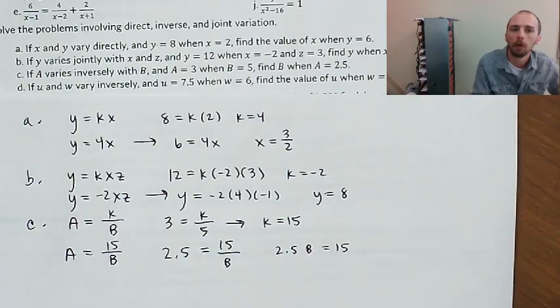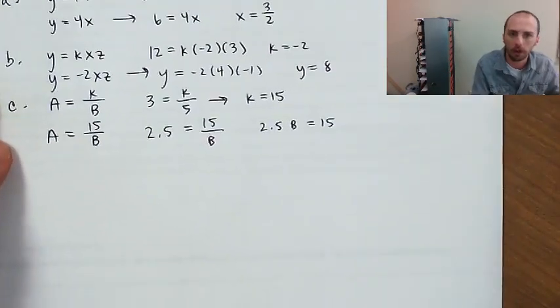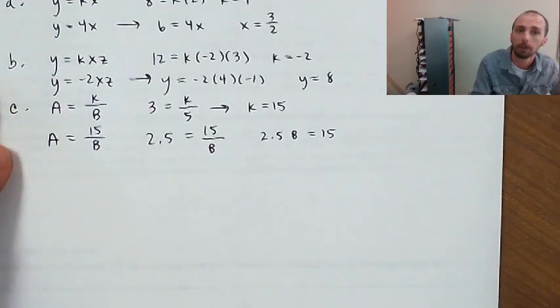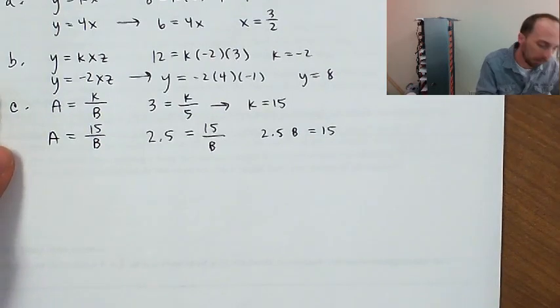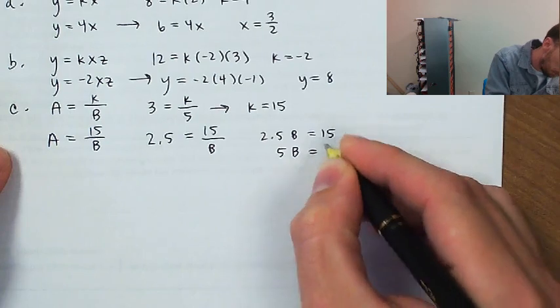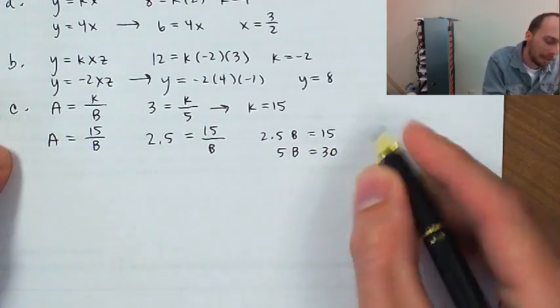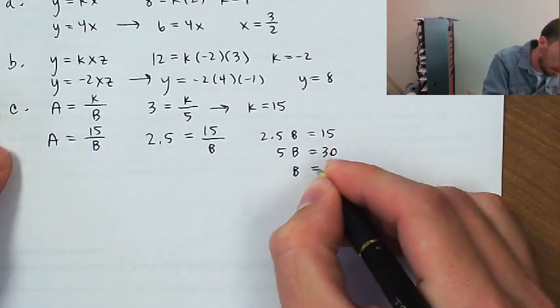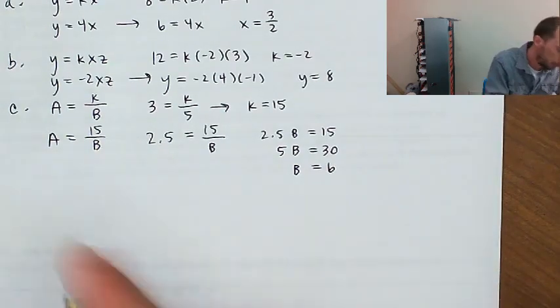And maybe you don't know how to solve this equation, or you don't know how to divide 15 by 2.5. Something you could do is you could double both sides of the equation. 2.5 times 2 is 5b equals 15 times 2 is 30, and then you could divide both sides by 5 and say b equals 6.